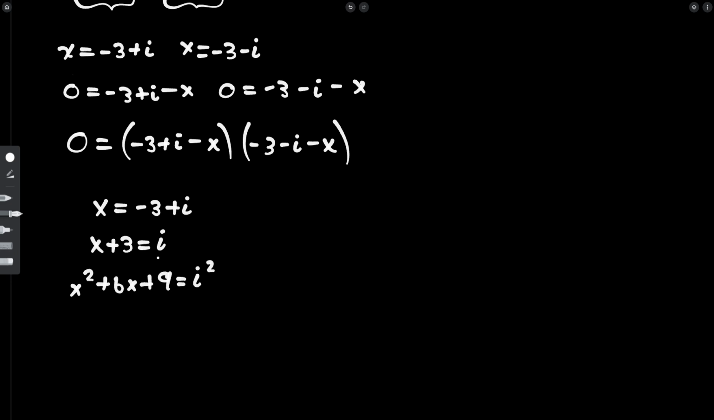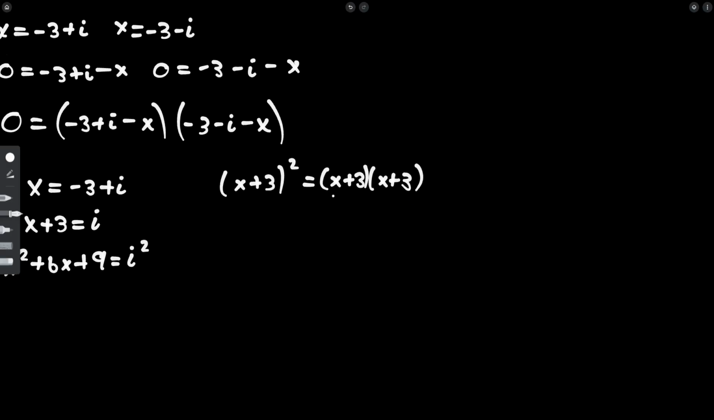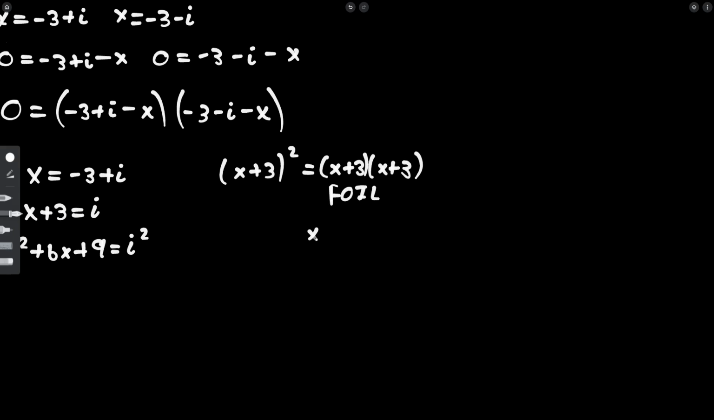And if you're wondering how I did this, that is x plus 3 squared, which is equal to x plus 3 times x plus 3. And we have x times x. I'm going to use the FOIL method here. We have x times x, x squared, plus 3x, plus 3x. For this, x times 3 and x times 3, and then we have plus 9.